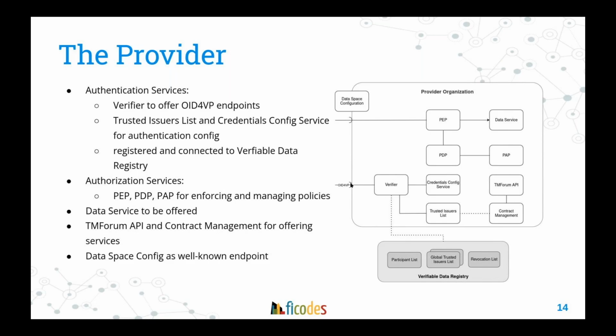We need the verifier here, as mentioned. Then the verifier requires this trusted issuers list, its local trusted issuers list, and the credentials config service to get its authentication configuration. And it needs to be registered at the verifiable data registry and connected so that it can check who the participants are. We need the authorization services, policy enforcement point, decision point, and administration points to actually enforce and manage policies.